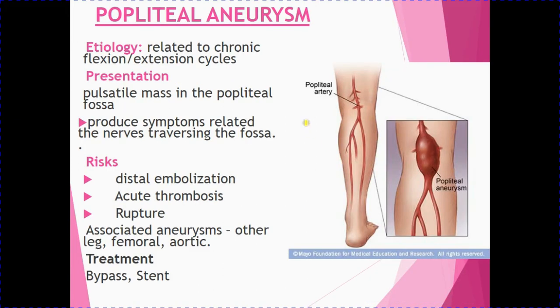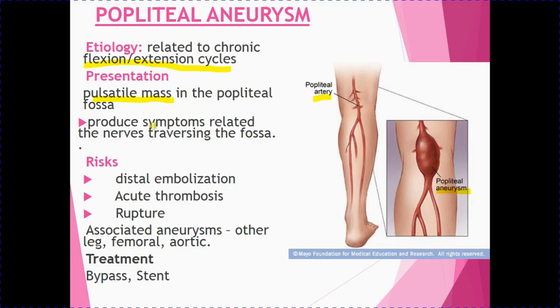Popliteal aneurysm. Now you know that there is a popliteal artery in the popliteal fossa. It can become dilated, and the condition is called popliteal aneurysm. The popliteal aneurysm is related to the chronic flexion and extension cycle. Due to repeated flexion and extension, the popliteal artery wall can become delicate and dilated. The presentation will be a pulsatile mass in the popliteal fossa. Pulsatile because the artery pulsates, so a pulsatile mass in the popliteal fossa will be an aneurysm.